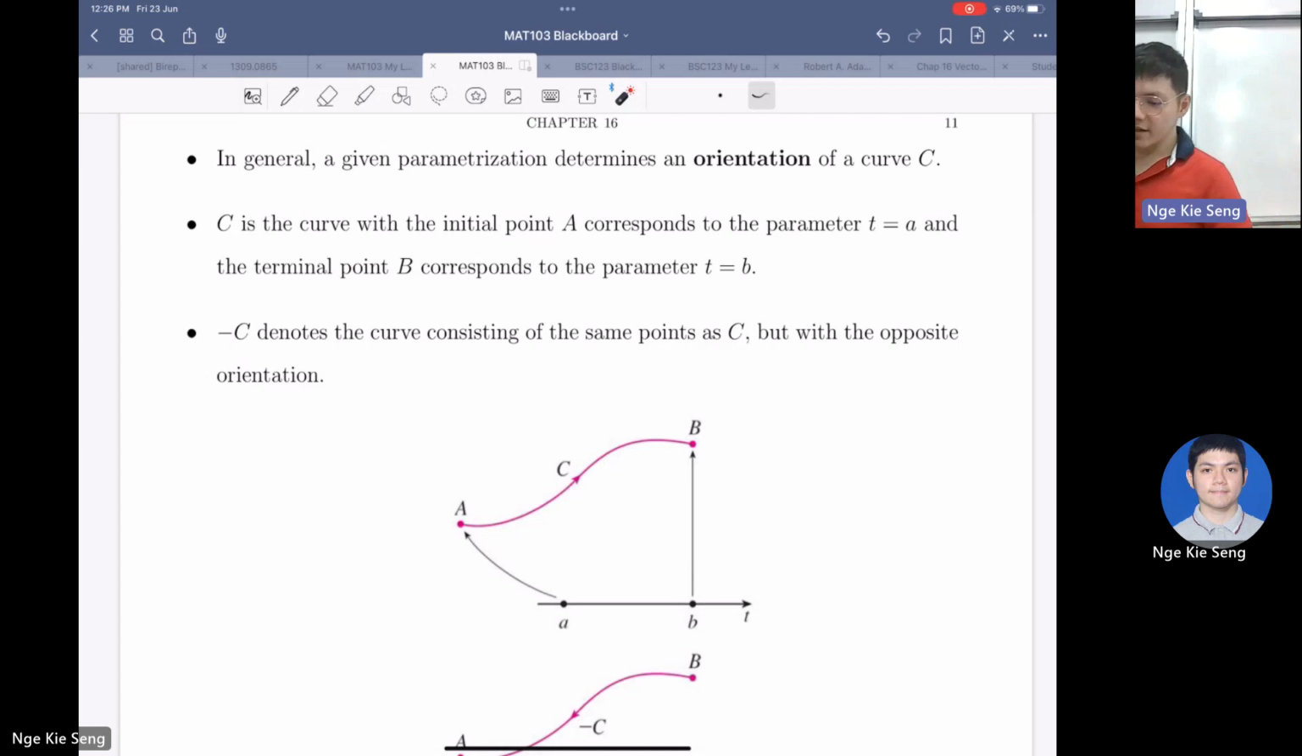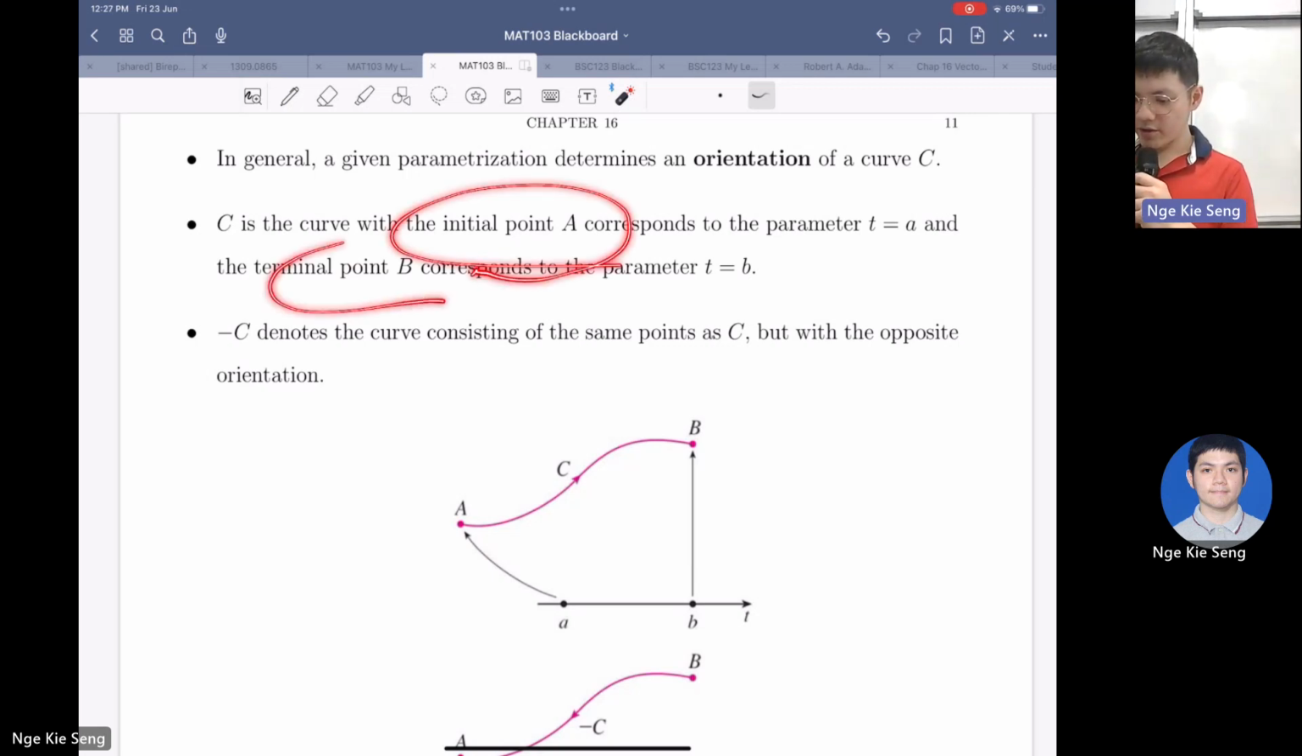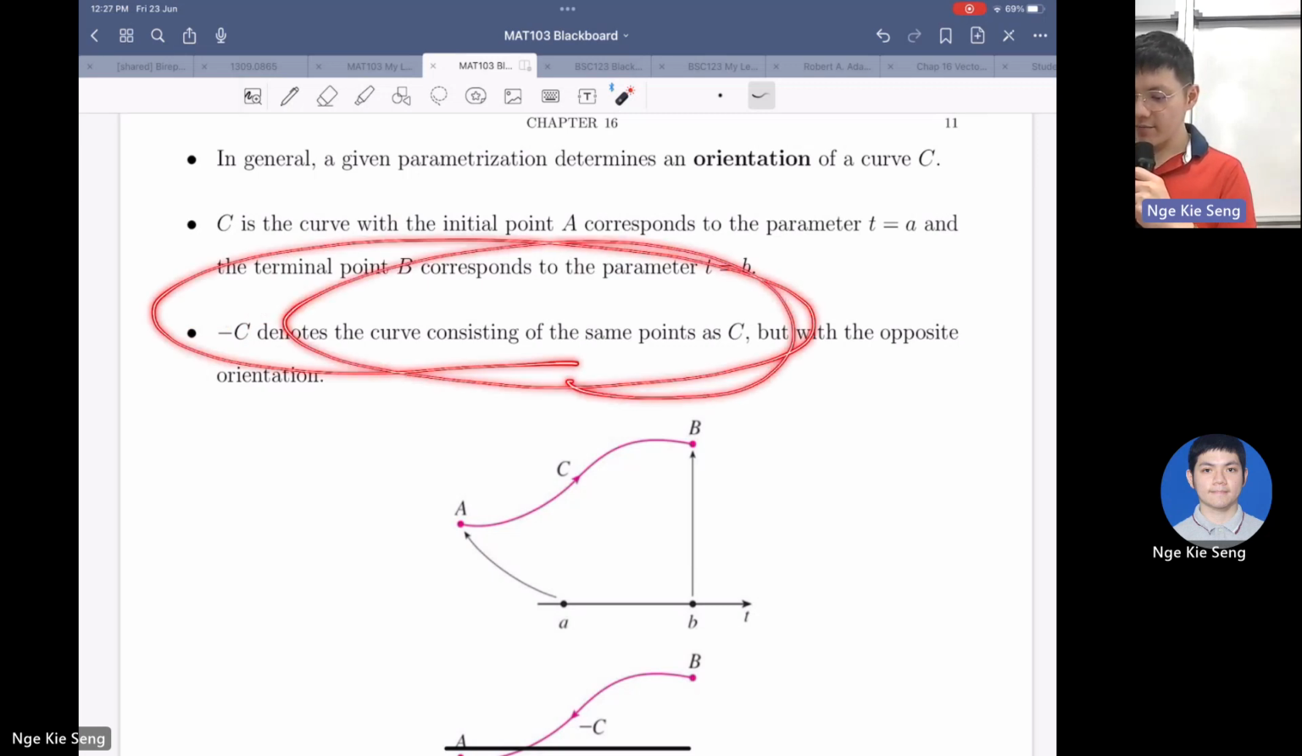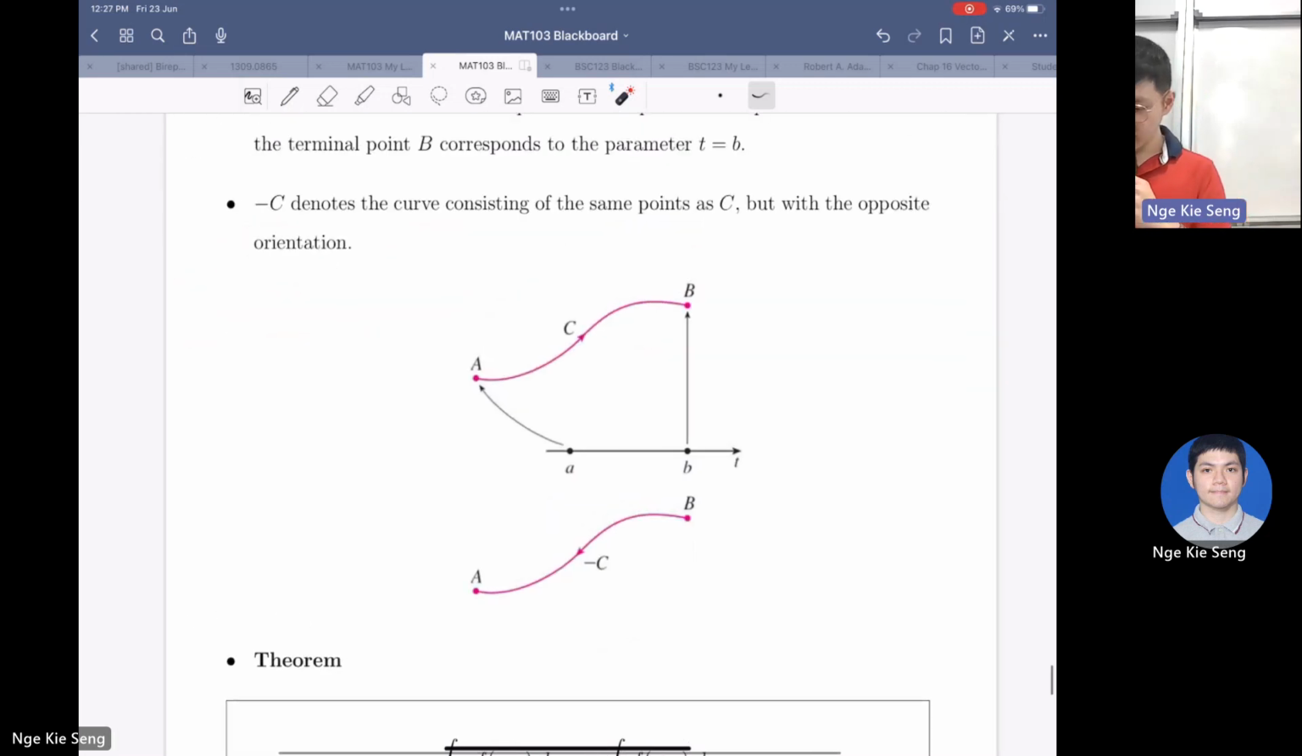So in general, a given parameterization determines an orientation of a curve C, because time only goes in one direction: 0 to 1, 1 to 2, 3 to 4, something like that. Only one direction, so this gives you an orientation. We will call the initial point A and the terminal point B. And we will write negative C if the curve has the same points as C but in the opposite direction. Let's say this is our C from A to B. Minus C just means we start from the end point and go to the starting point.